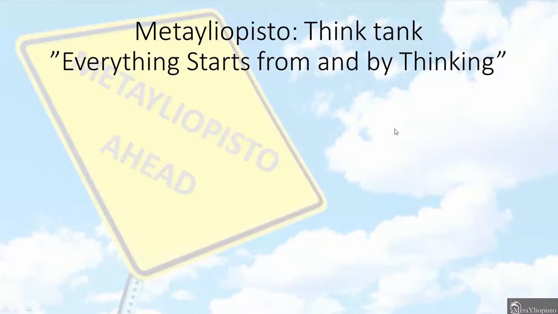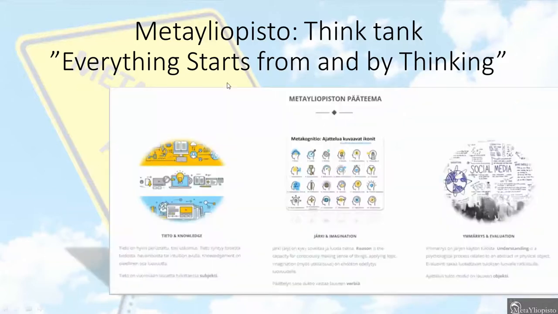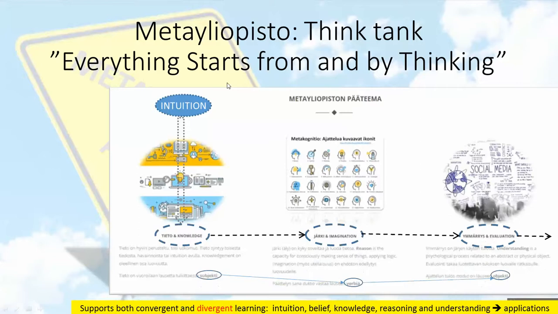The first one: Metayliopisto is a think tank to promote systems thinking. Everything starts from systems thinking, by thinking. The thinking process starts from intuition. It goes to knowledge, imagination, in order to evaluate output.